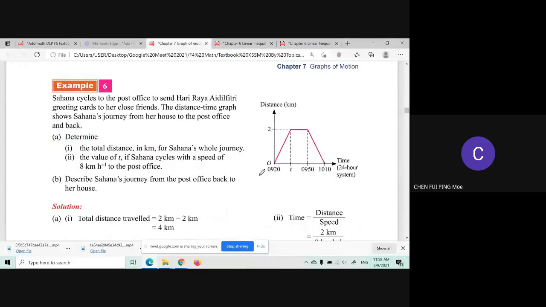So far okay? If okay, I continue to example 6. This one you need a lot of examples so that you can understand better.